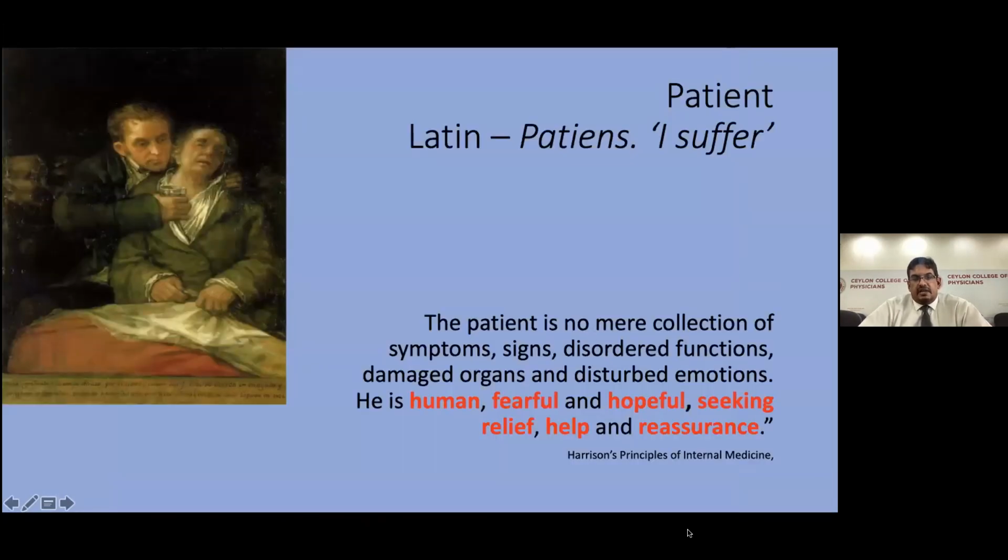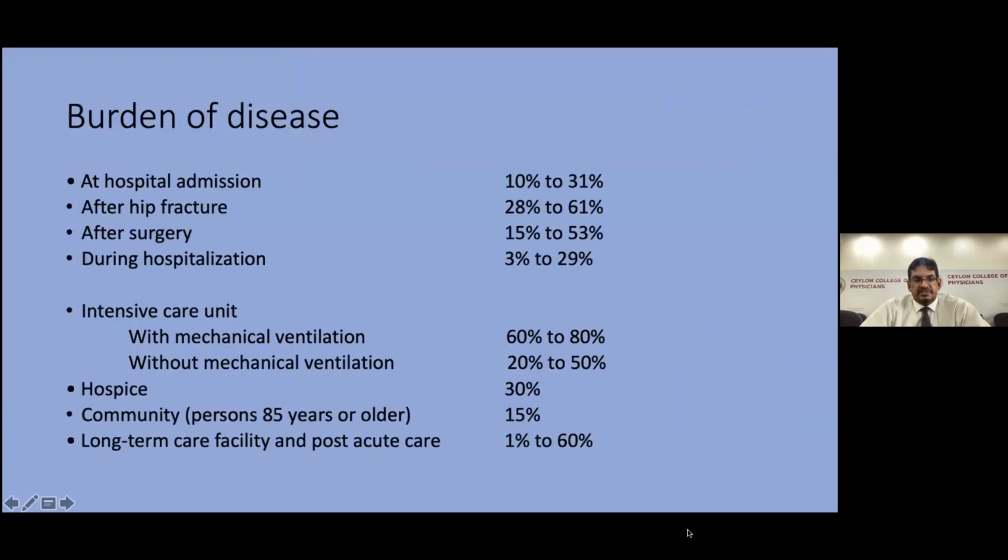So this is where we come in. We need to know that the patient is the sufferer. So it's not just a collection of symptoms or signs or disorganized functions or damaged organs or emotions, but we need to realize that we are dealing with a human who is fearful, who needs hope, who is seeking relief, help, and reassurance.